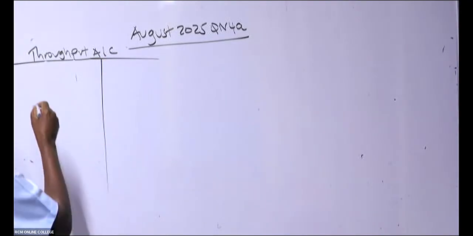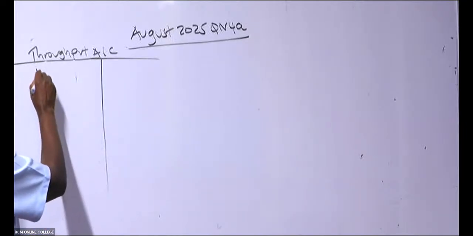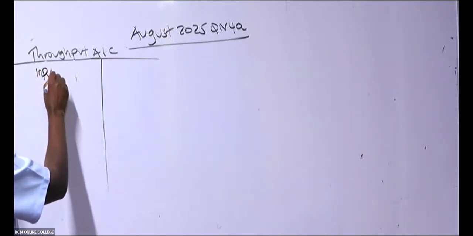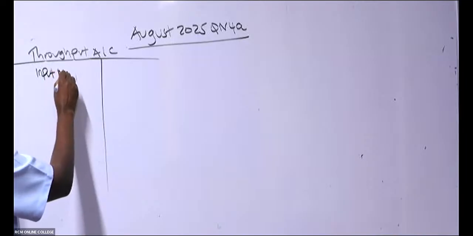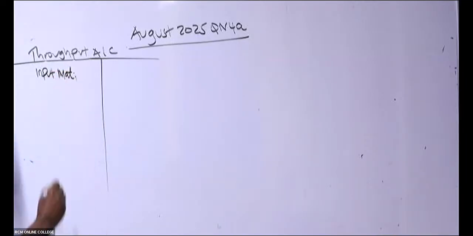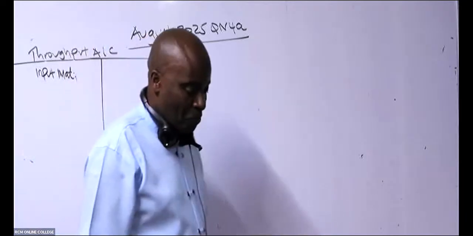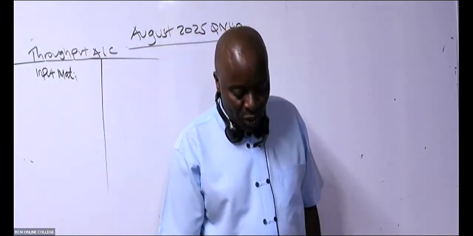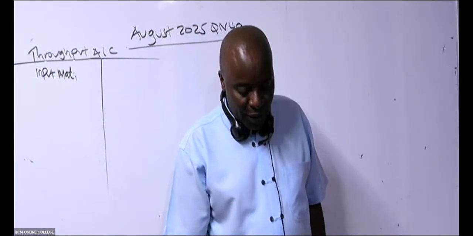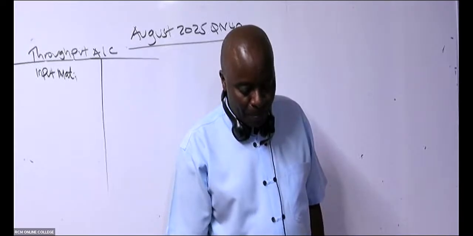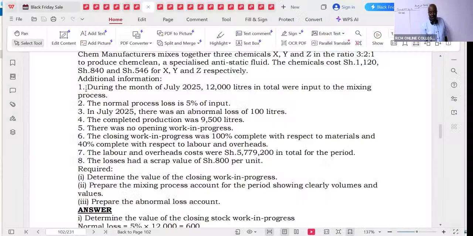So this throughput account, are you able to see the input materials, because you don't have opening? The input materials, how many units were put into this? We are told in note number 1 that during the month of July 2025, 12,000 liters in total were input to the mixing process. So 12,000.